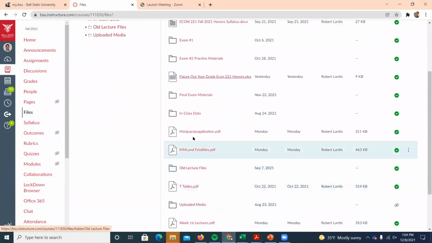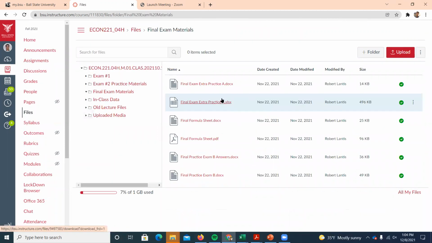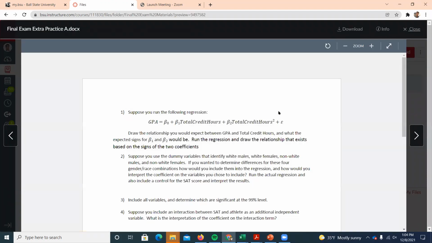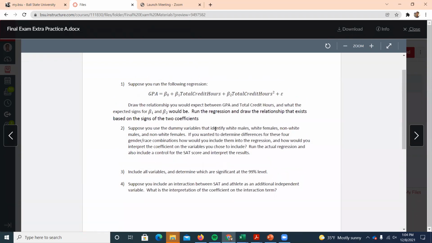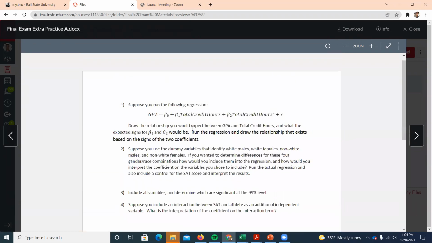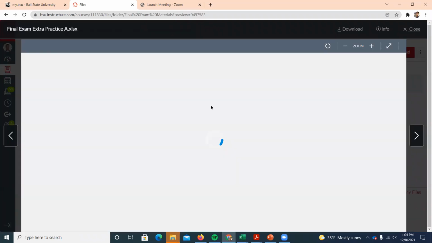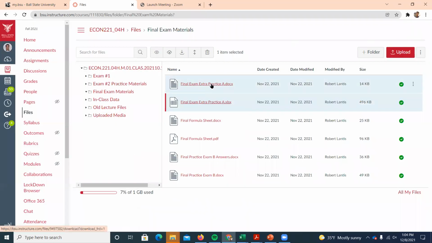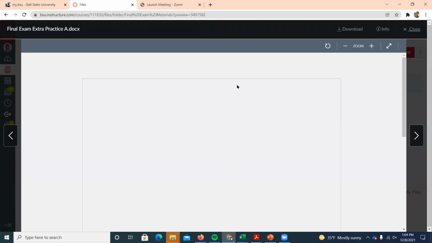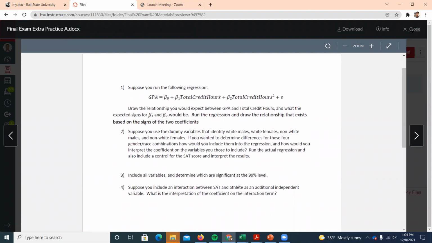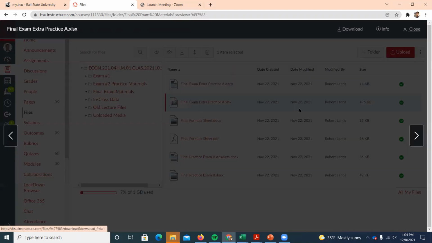Let me see. I might have accidentally put up the wrong file. It's highly possible. SAT and athlete. So final exam, this one? Yeah. Oh, I did put up the wrong file. What's this one? Oh, this is the Excel document. And it's GPA, athlete, SAT. Oh, okay. I'll go back in and look at that. I might have just put up the wrong one. So draw the GPA, total credit hours, and then this.